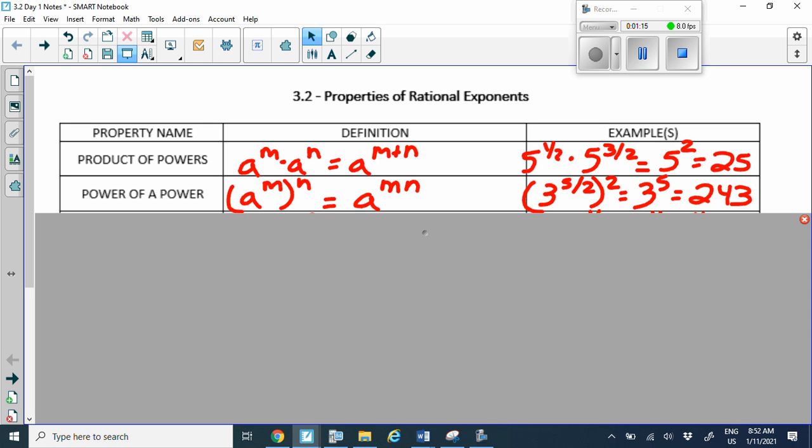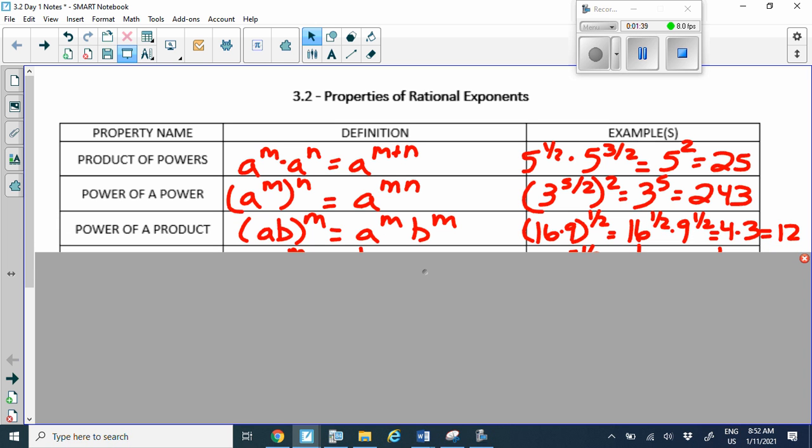So when we look at 3 to the 5/2, it's being raised by 2, we're going to multiply. Now here, when we multiply by fractions, basically, we multiply the numerators and multiply the denominators. So we do 5 times 2, which gives us 10, and then 2 times 1, which gives us 2. So 10 over 2 gives us 5, so we have 3 to the 5th power, and that gives us 243. So make sure you evaluate.